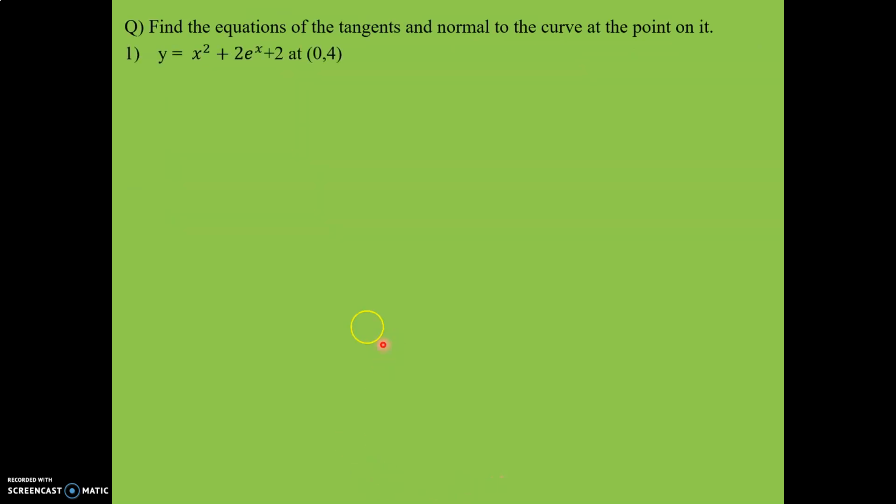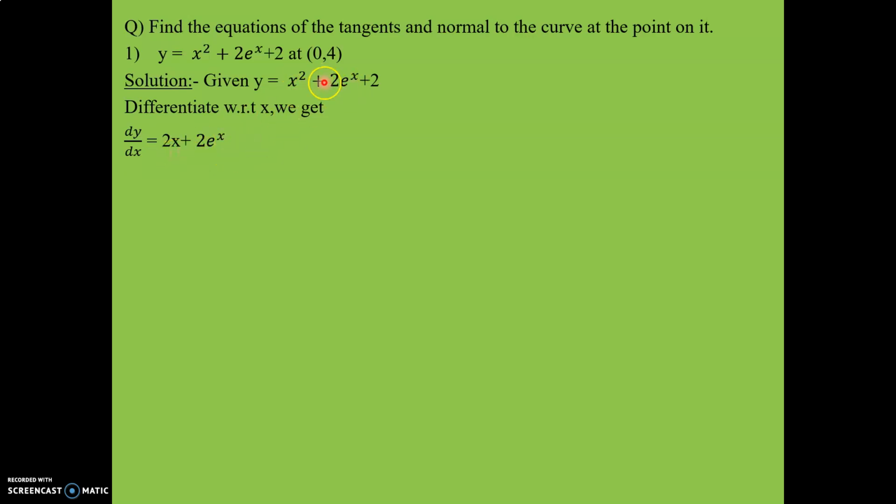Find the equations of the tangent and normal to the curve at the point on it. The first question is y is equal to x square plus 2 e raised to x plus 2 at (0, 4). So the given point (x1, y1) is: x1 value is 0 and y1 value is 4. The given curve is this one. Differentiating with respect to x, to find the slope of the tangent we take the first derivative. So dy upon dx is equal to 2x plus 2 e raised to x.